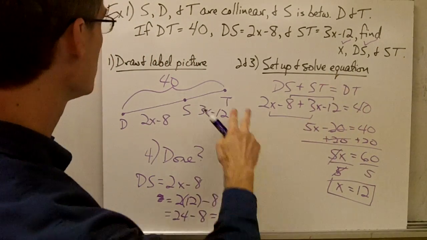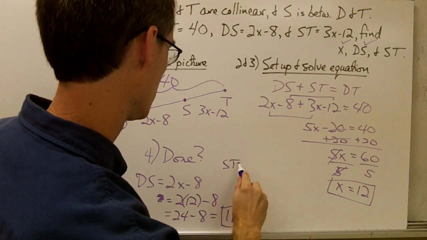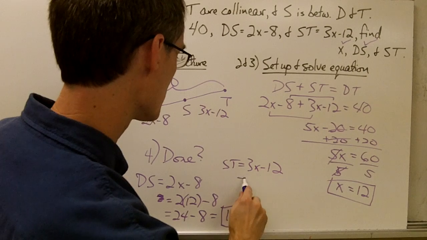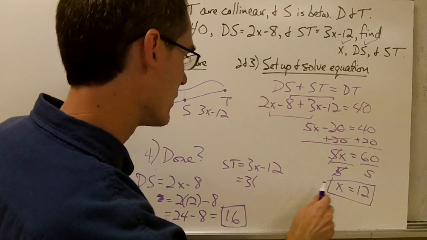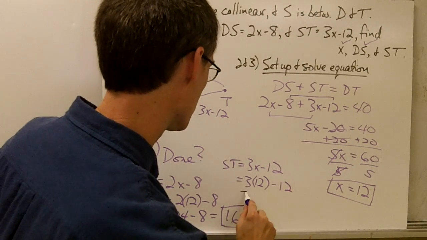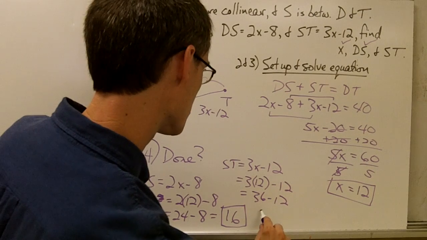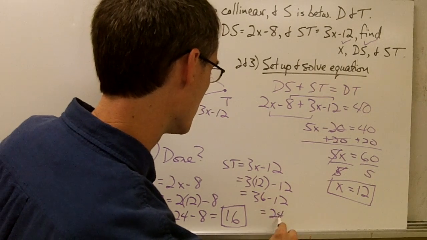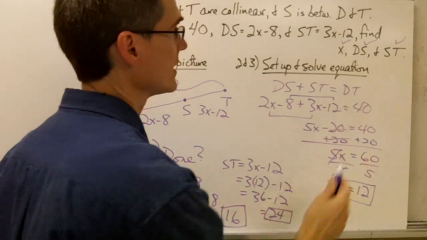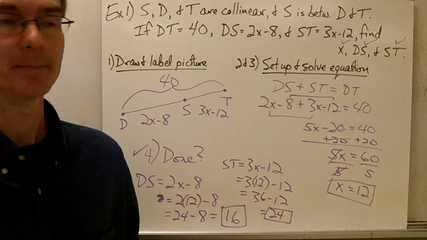And finally ST is 3x minus 12. I know what x is, so I can plug that in: 3 times 12 minus 12. 3 times 12 is 36, and 36 minus 12 equals 24. So now I know what ST is, and I've found everything I'm looking for, so now I'm done.